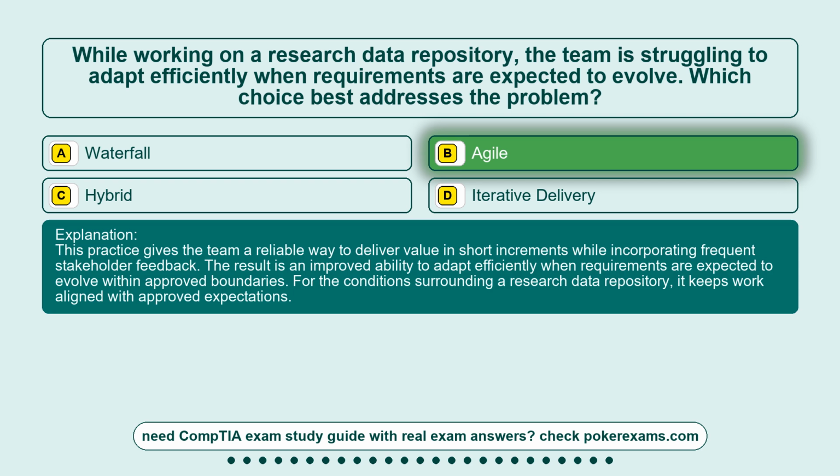This practice gives the team a reliable way to deliver value in short increments while incorporating frequent stakeholder feedback. The result is an improved ability to adapt efficiently when requirements are expected to evolve within approved boundaries. For the conditions surrounding a research data repository, it keeps work aligned with approved expectations.